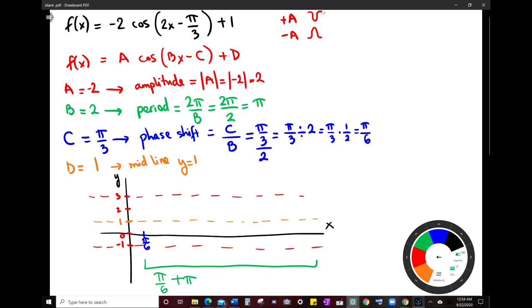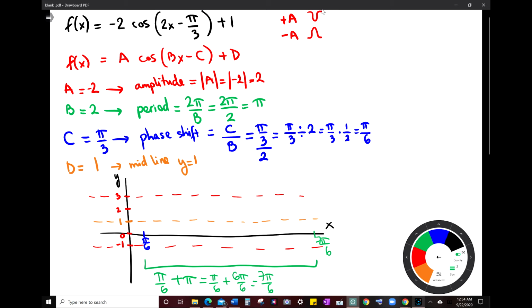And then to find the ending point of this period, I need to take pi over 6 plus pi, because I know the distance between the starting point and the ending point of one period right here is pi. So take pi over 6 plus pi. I simplify a little bit, so pi over 6 plus 6 pi over 6 gives me 7 pi over 6. So the ending point right here will be 7 pi over 6.